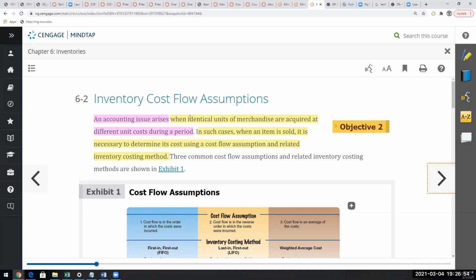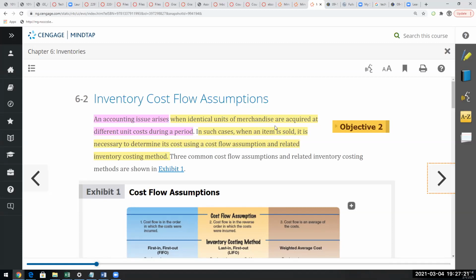So we have the situation when identical units of merchandise are acquired at different unit costs during a period. In that case, when you sell an item, which one of those hard drives did you sell? You have a bunch of hard drives that you got early on that were super expensive, and they're the exact same box, the exact same material, the same everything, but yet the newer stuff is cheaper. So what do you know about that?